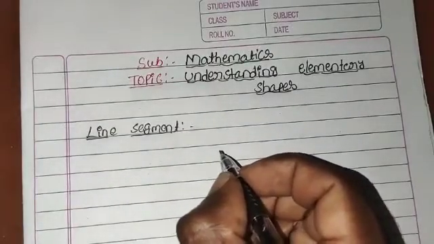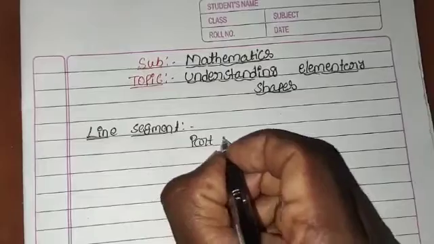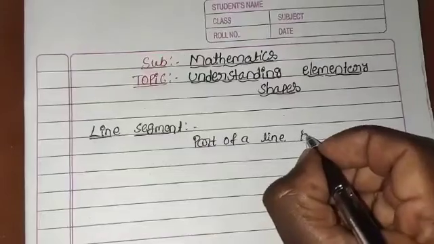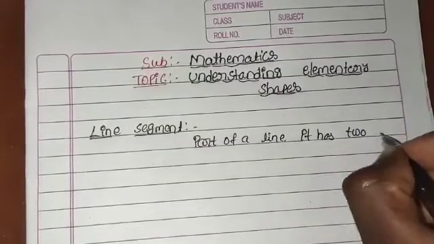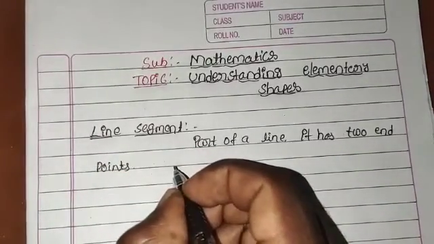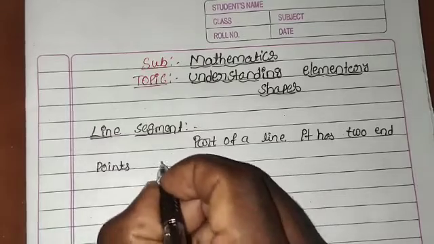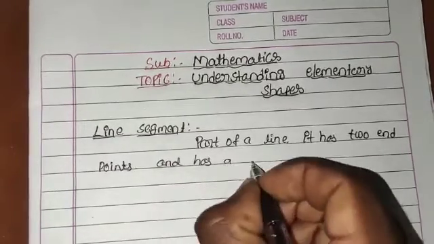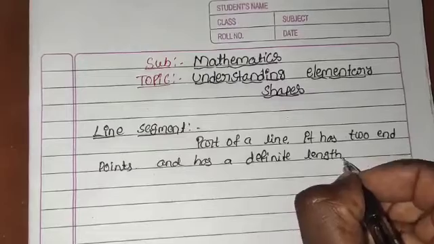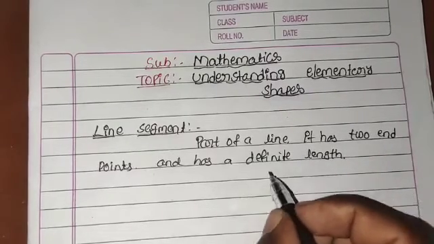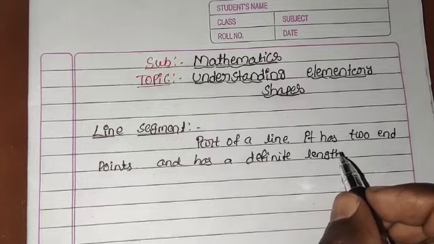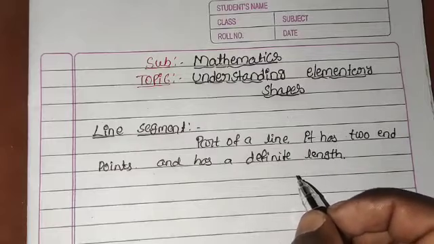What is the meaning of line segment? A line segment is a part of a line. It has two end points and has a definite length, and it cannot be extended further. It's called a line segment. It has no width, and the line segment does not have any width or thickness.